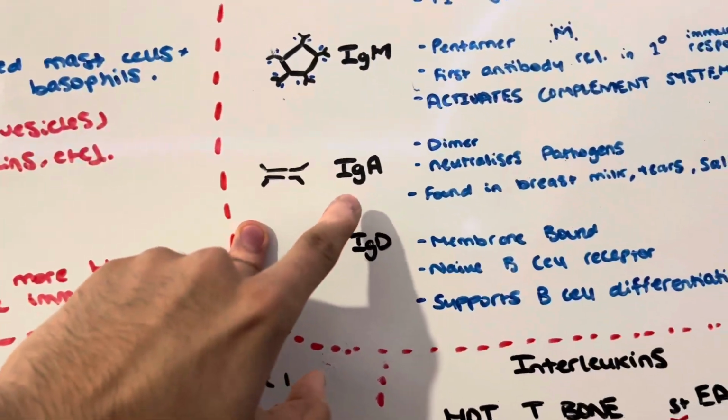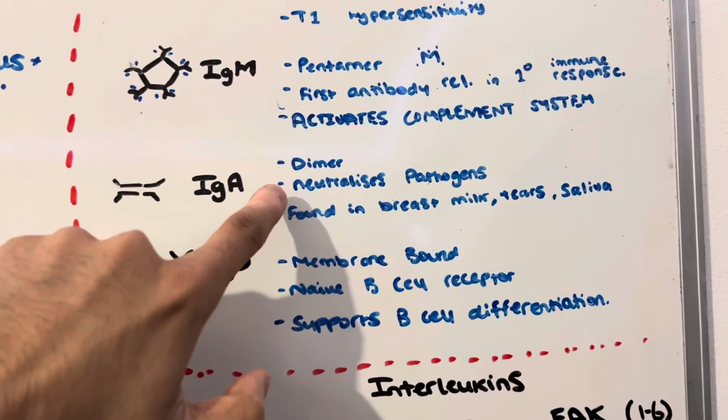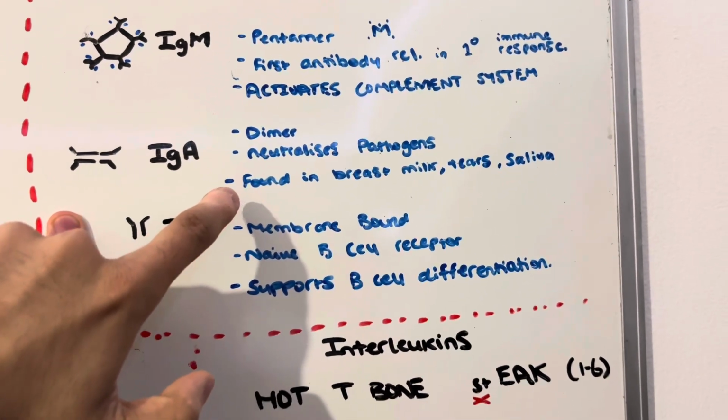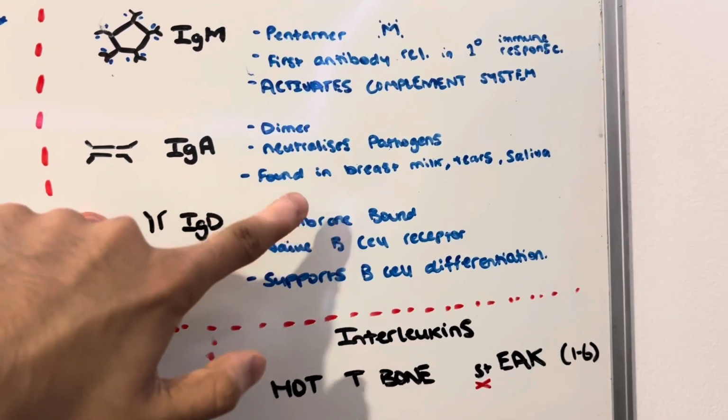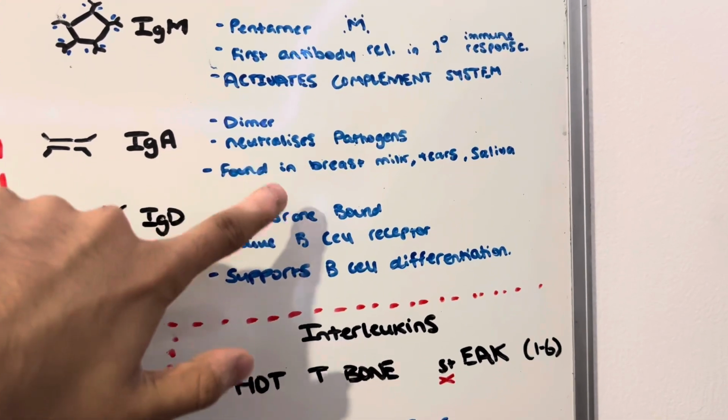Next, we've got IgA. IgA is a dimer. This would neutralize the pathogens, and it is found in breast milk, tears, and saliva. The guy said the way to memorize this would be you have two breasts, so it's a dimer in that sense.